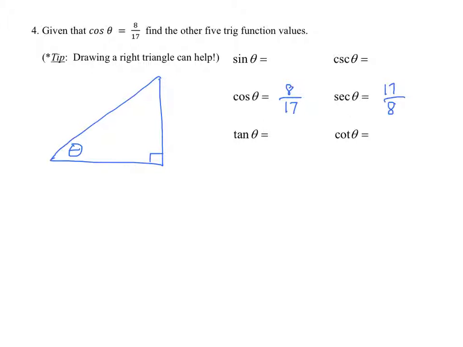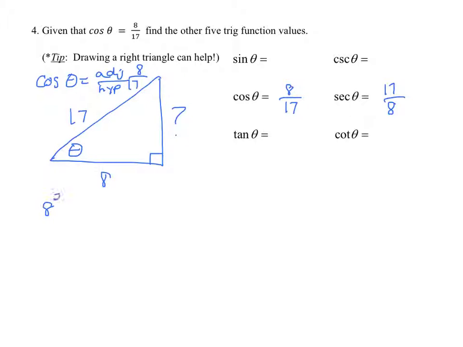Here's my right triangle. What is cosine? Cosine of theta is adjacent over hypotenuse. So the adjacent side is going to be 8. The hypotenuse is going to be 17. So we just have to figure out this side. Okay? And what do I use? Well, Pythagoras to the rescue.